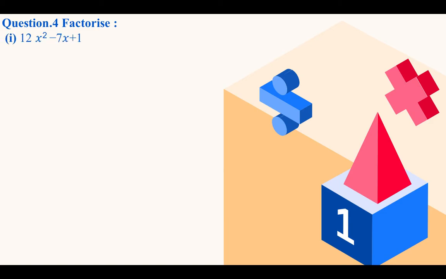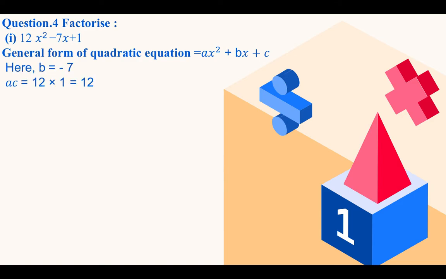Now we know what the general form of a quadratic equation is. It is ax square plus bx plus c. Now when we compare with the given equation, we find that the value of b is equal to minus 7 and the value of a into c is equal to 12 into 1, which is equal to 12. See, b is equal to minus 7 and AC is equal to 12 into 1, which is 12.